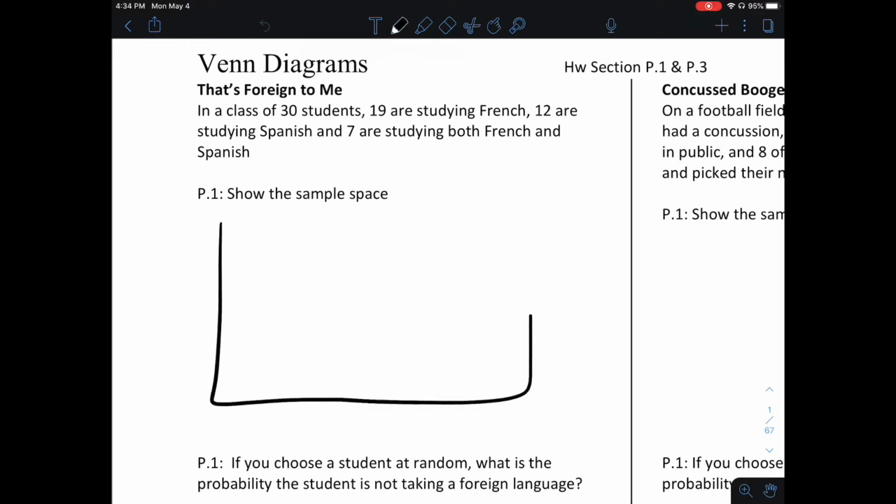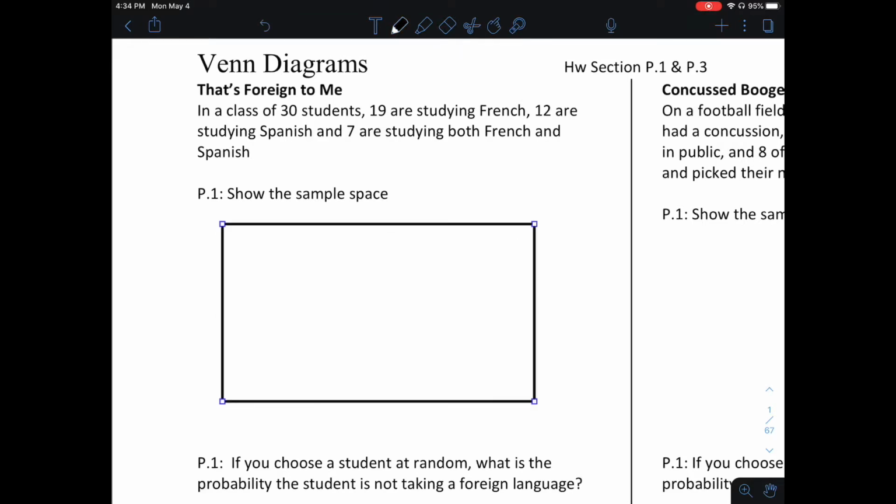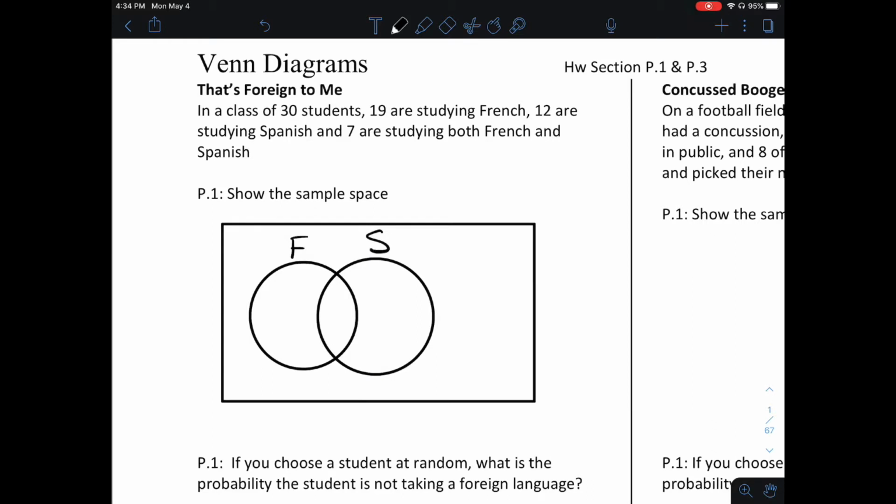Well, we're going to draw a rectangle for the sample space. We're going to have a circle for students taking French, a circle for students studying Spanish. We're assuming there's some overlap, and it actually tells us that there is overlap. These are students in a class, so I'm going to label this rectangle class.